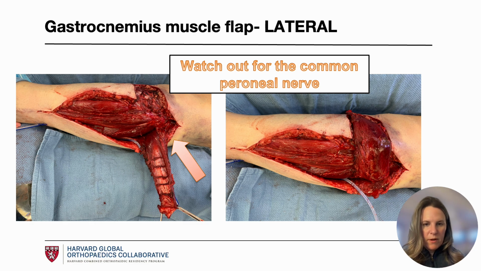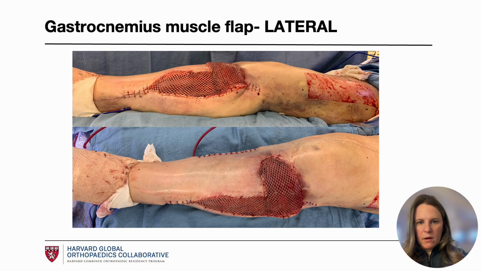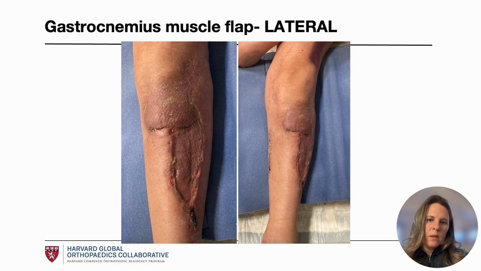You can see we've scored the fascia here on the left, and then on the right it shows it rotated into place. Again, you got to watch out for that common peroneal nerve, so it limits how much you can dissect the flap proximally, and so it's not as good for knee wounds and better for a little more distal along your tibia. And then here we have it covered with skin graft, and you can see the donor site for the skin graft on the lateral thigh. And then here she is healed several weeks later.